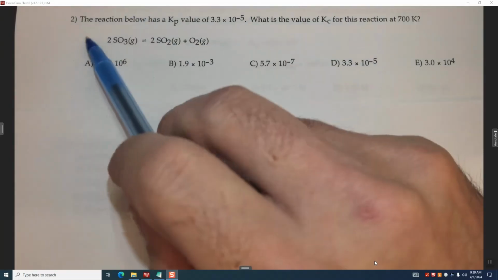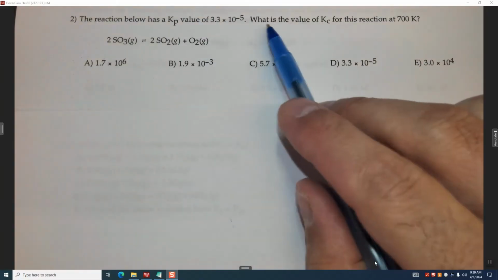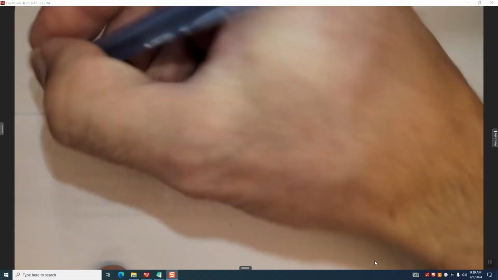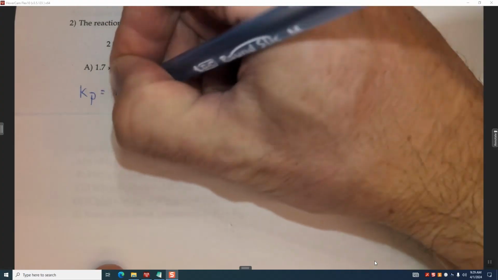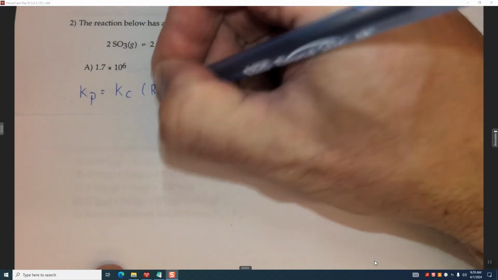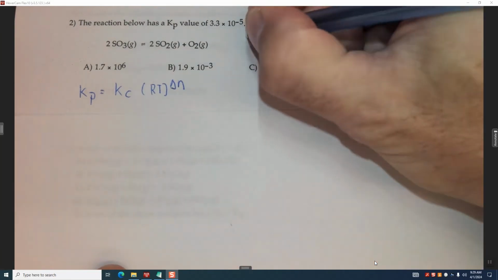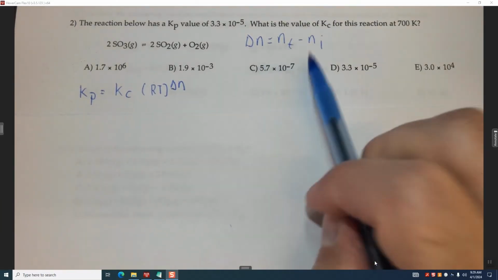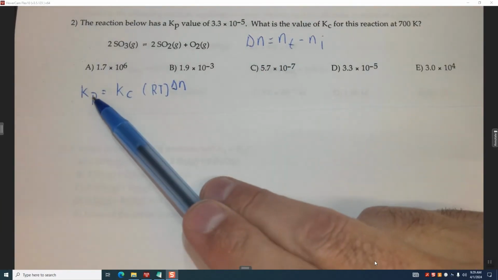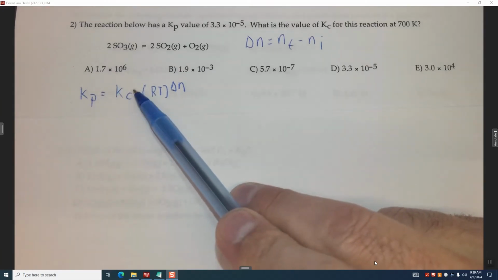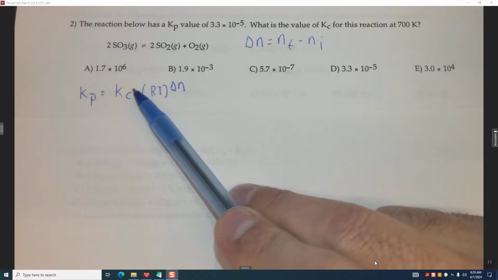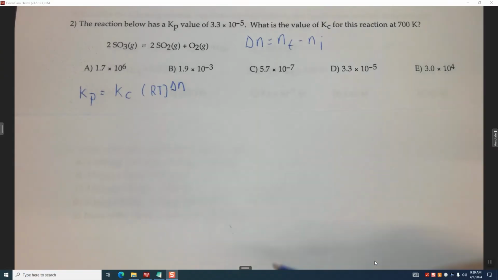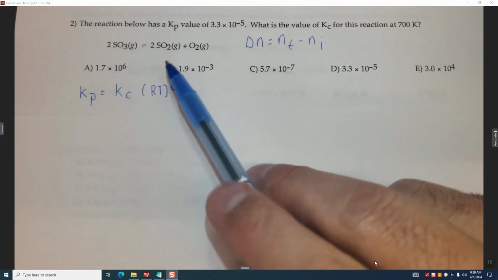Alright, number 2 says, the reaction below has a Kp value of 3.3 times 10 to the negative 5. What is the value of Kc for this reaction at 700 Kelvin? So, if you recall, Kp equals Kc times RT to the delta N, where delta N equals Nf minus Ni. N is moles, and in this case Kp is pressure and Kc is molarity, basically. So we're looking for the change in number of moles of gas. In this case they're all gases, so it's just the change in the number of moles. But if something was not a gas, it would not count as moles.